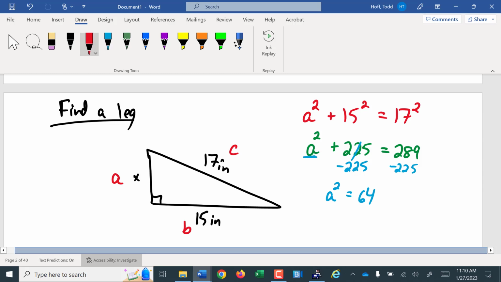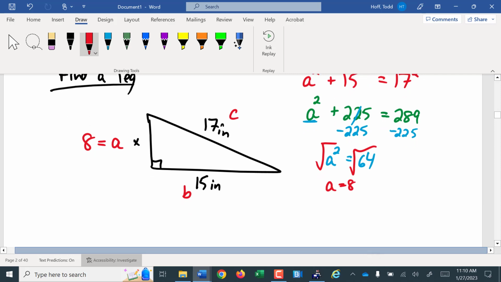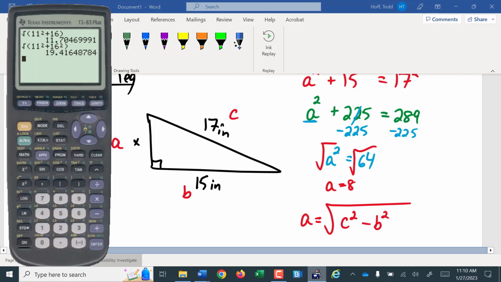And then to get rid of the squared, we square root it. So the square root of 64 is 8. So this is 8. If you don't like solving equations, well, the missing leg is the square root of the hypotenuse squared minus the other leg squared. So we could have put in just the square root of 17 squared minus 15 squared and close the square root, and we get the 8.